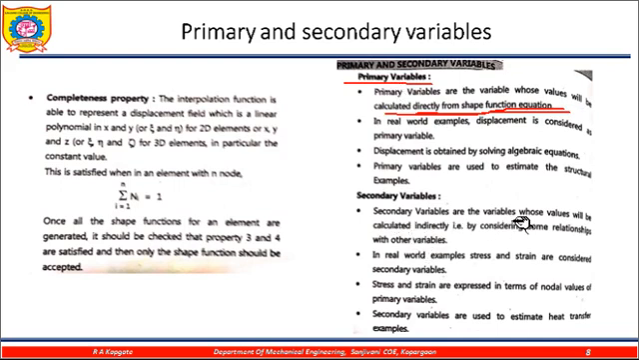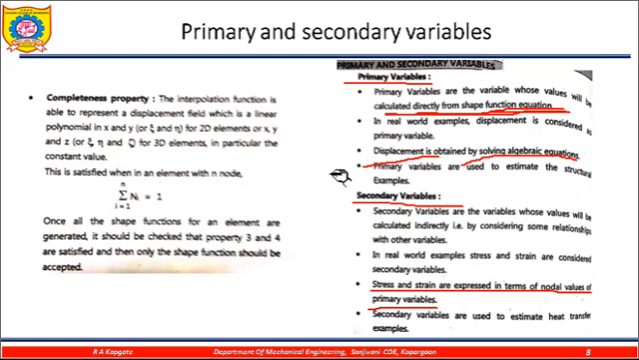While secondary variables are calculated indirectly. For example, if we are calculating the force, the displacement is obtained by solving the algebraic equation; this is the primary. While stress or strain, expressed in terms of the nodal values of the primary variables, are called the secondary variables of the field variable. This one is called the primary, this one the secondary. Or directly we could say, whenever we get the value directly from the shape function or stiffness function, that is the primary variable, and the ones related to it that we calculate later are called the secondary variables.